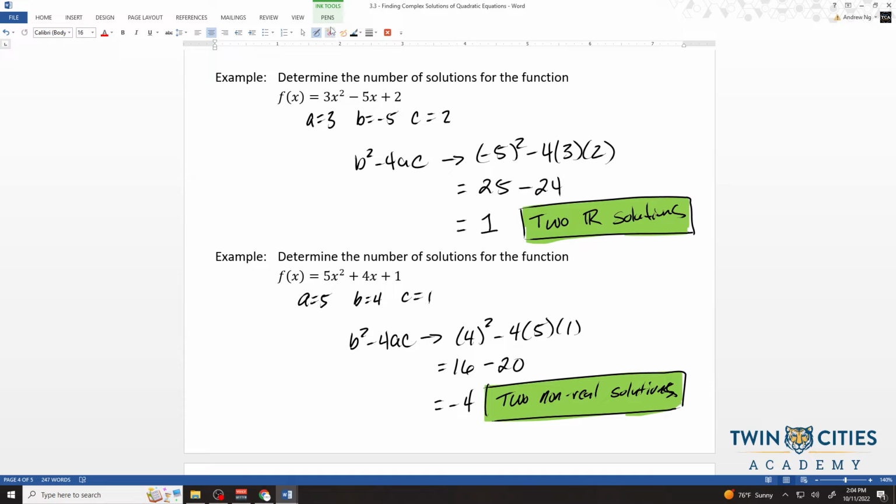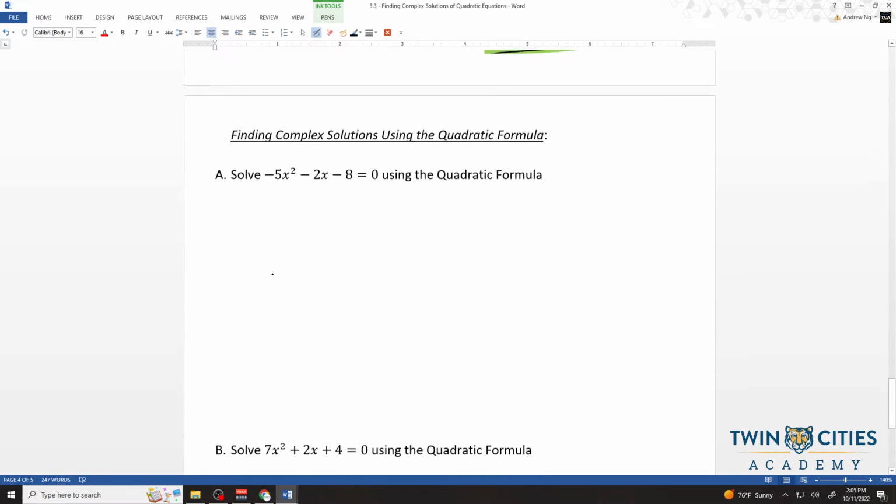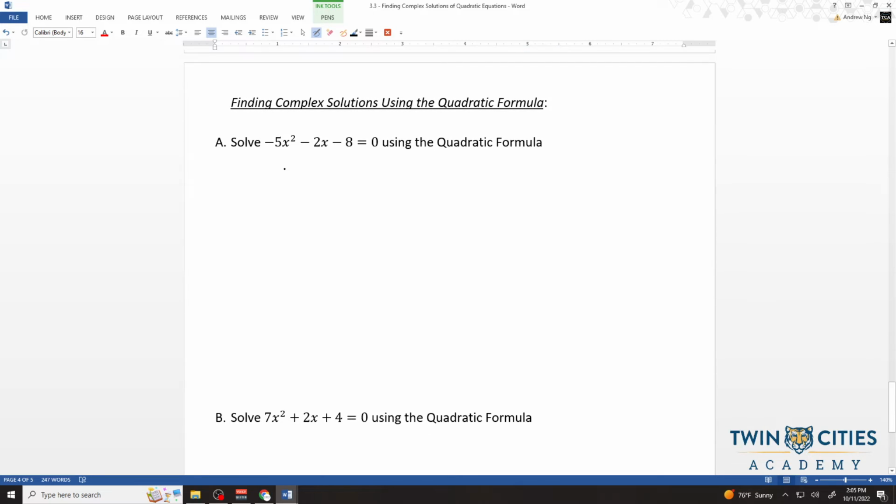But you could go one step further. This is just determining what type of solutions you'll have and how many solutions. We could go one step further by actually finding what these solutions are. So that's what we're going to do here. Let's solve negative 5x squared minus 2x minus 8 using the quadratic formula.